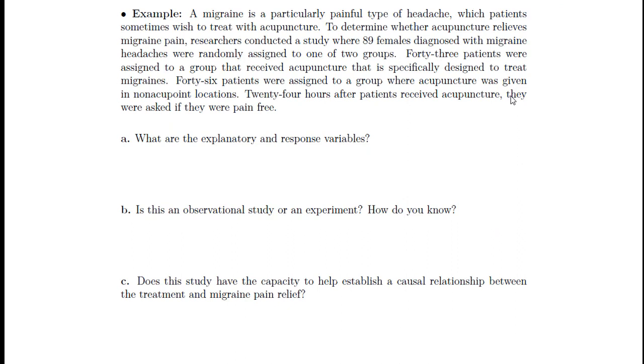All right, so let's do two examples to wrap up these ideas and solidify our understanding of what's happening in an observational study, what's happening in an experiment, and whether we can tell the difference when we are presented with a study. So in this one, it says a migraine is a particularly painful type of headache, of course, which patients sometimes wish to treat with acupuncture.